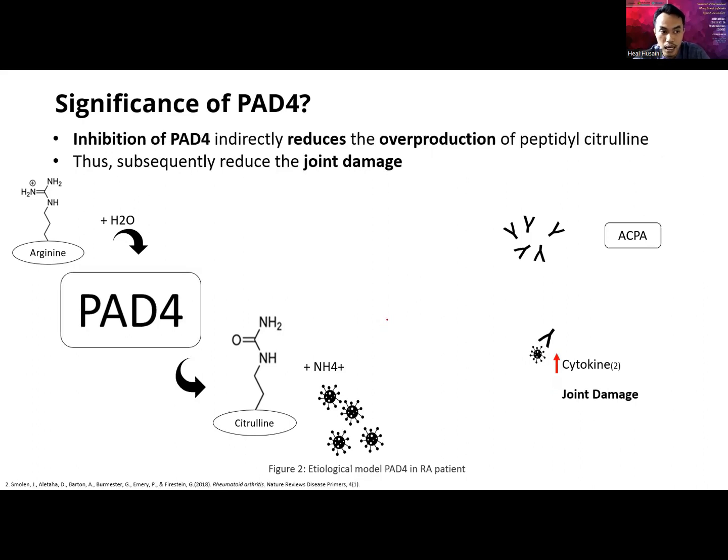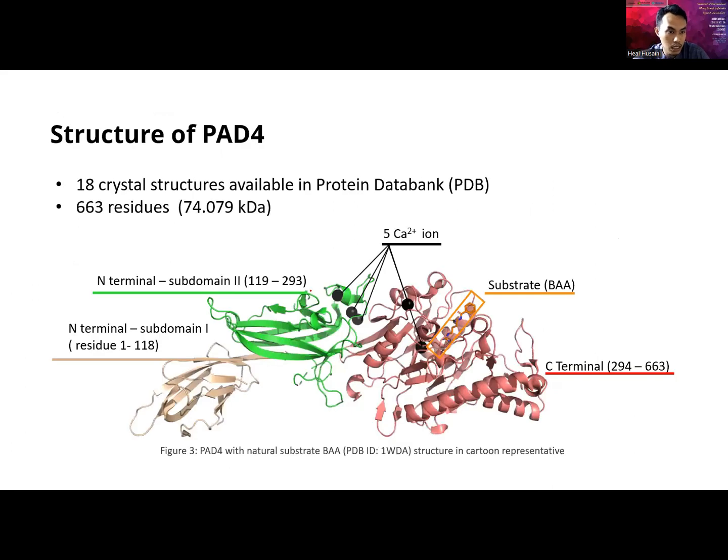So the significance here is, if we are capable of inhibiting PAD4, we can reduce the overproduction of citrulline, and indirectly we can also reduce the joint damage for the patient. The structure of PAD4 is currently available in the PDB. PAD4 has a C-terminal and an N-terminal, and the N-terminal has subdomain 1 and subdomain 2. PAD4 needs 5 calcium ions for substrate binding.